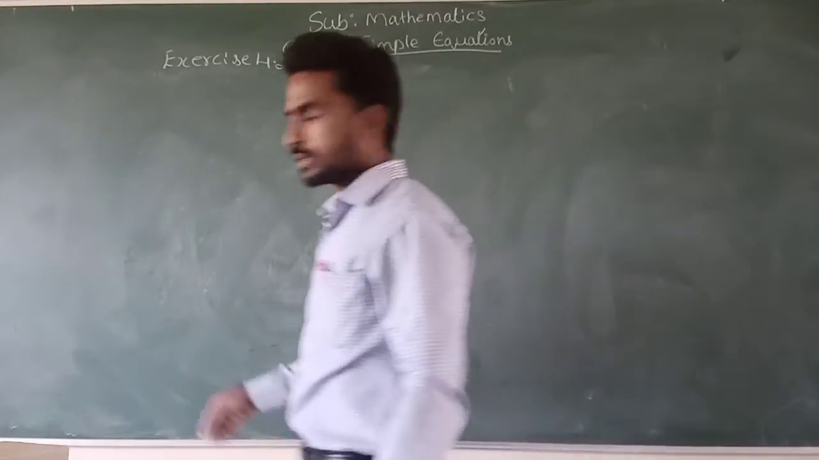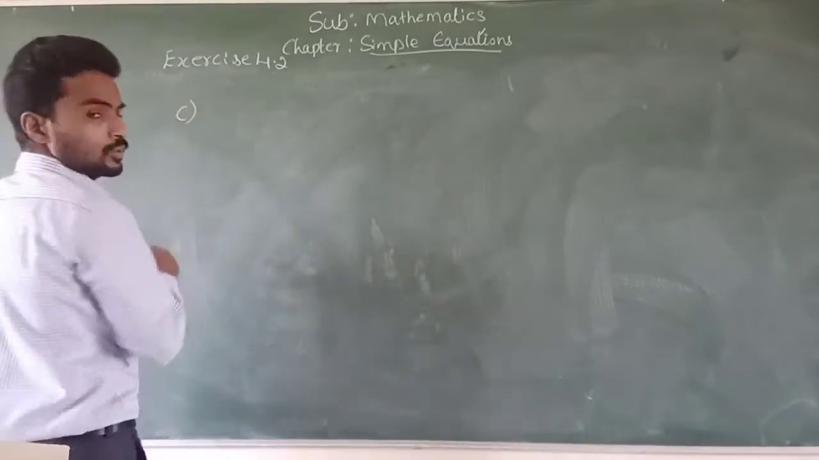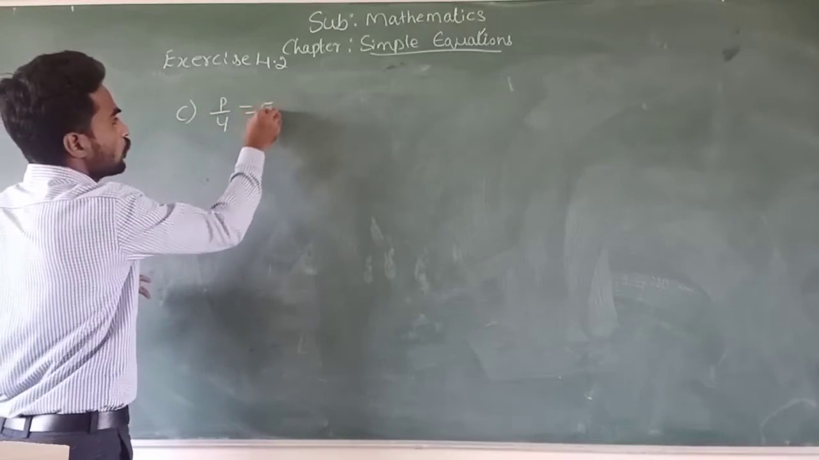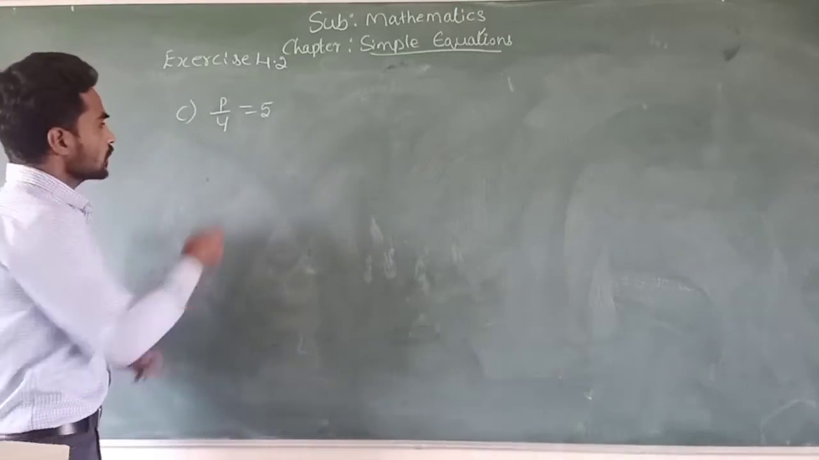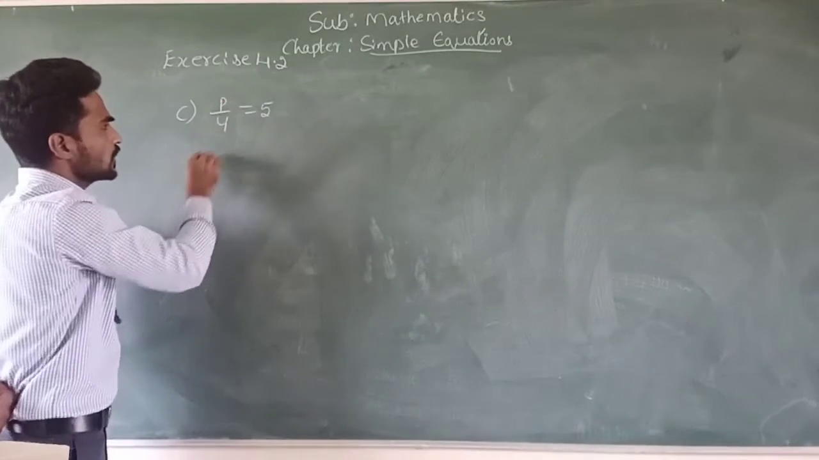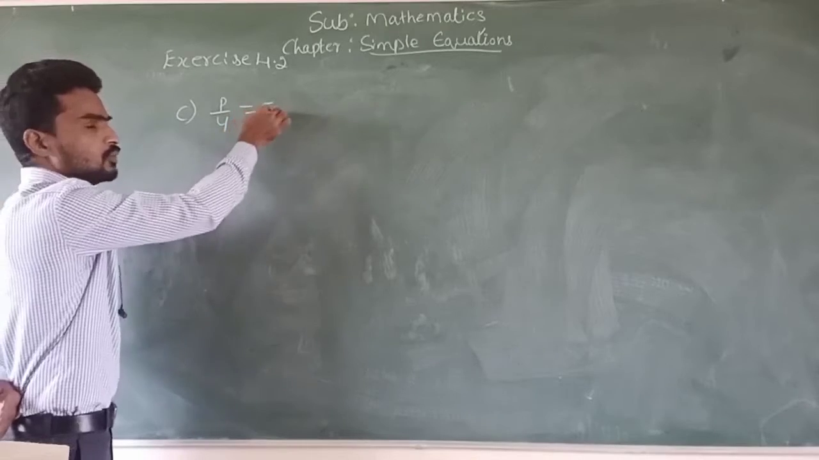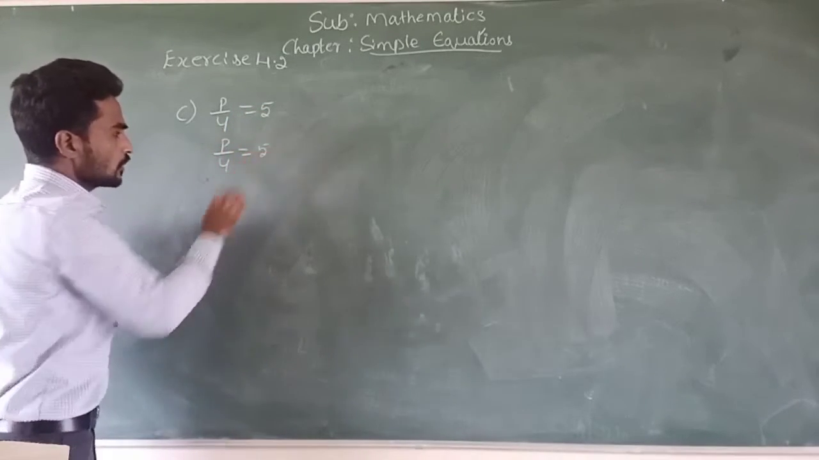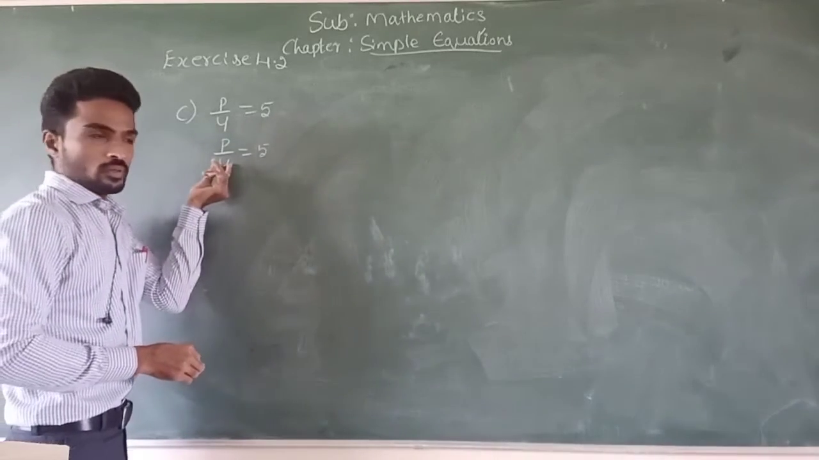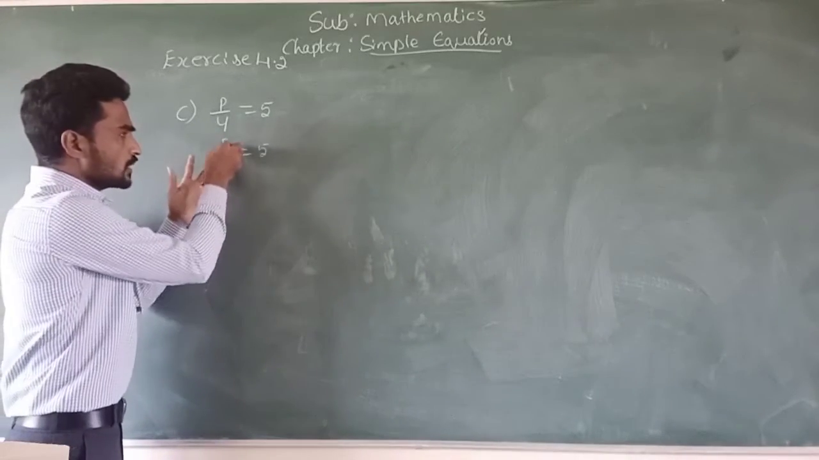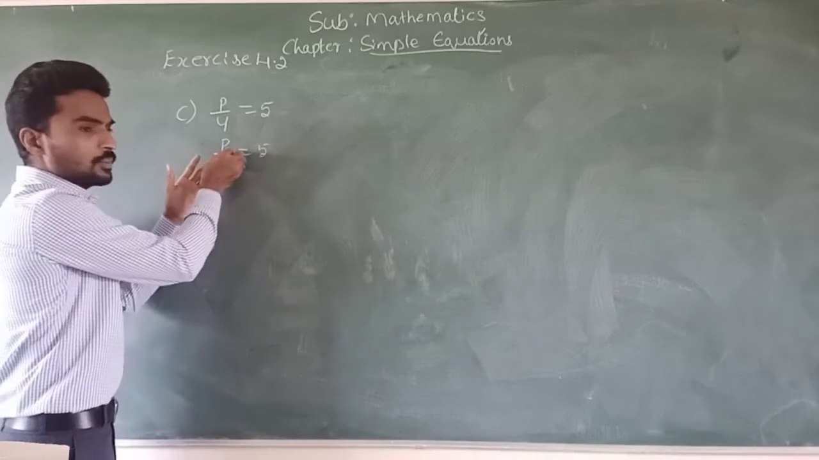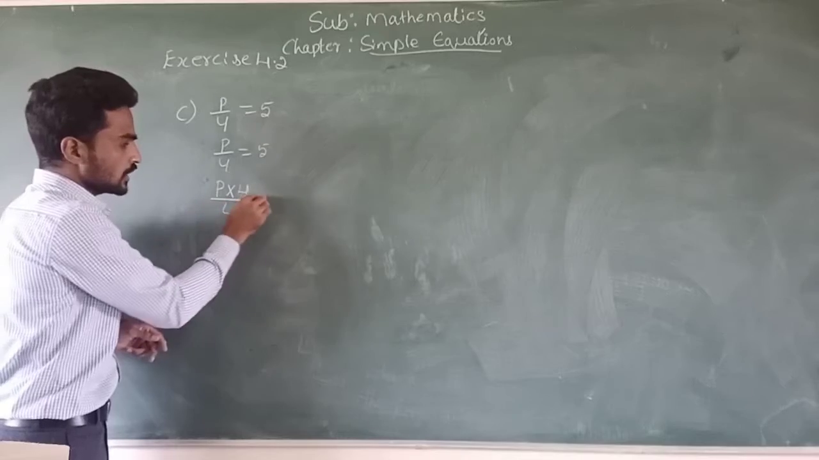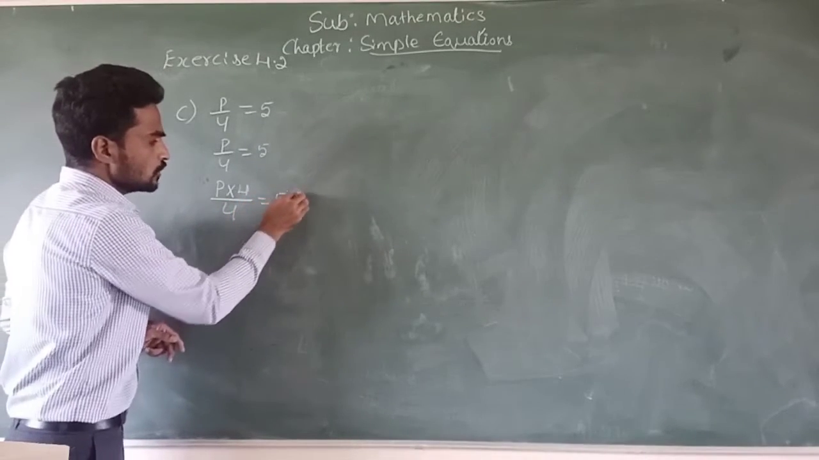Now going to solve sub question C in question number 4. C is p by 4 is equal to 5. Observe the equation. Here p is the variable. That variable is divided by 4, that is equal to 5. Then consider the equation. For cancelling this 4, here 4 is dividing the term p, so we can multiply both sides by 4, then we get 5 into 4.